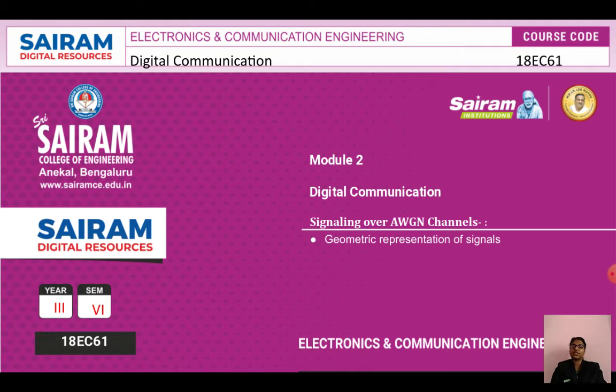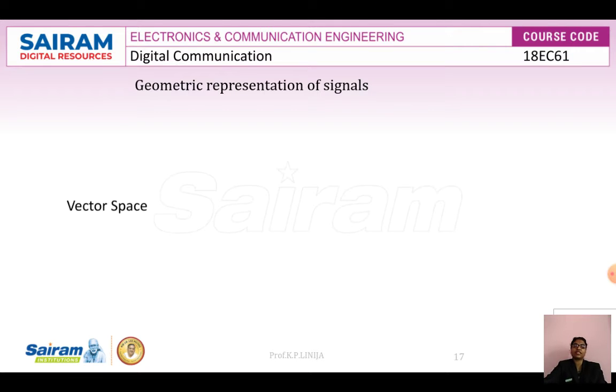Signaling over additive white Gaussian noise channels, that is, geometric representation of signals. So in the previous video, we discussed the block diagram of the signal whenever we are transmitting a signal over the additive white Gaussian noise channel, right?